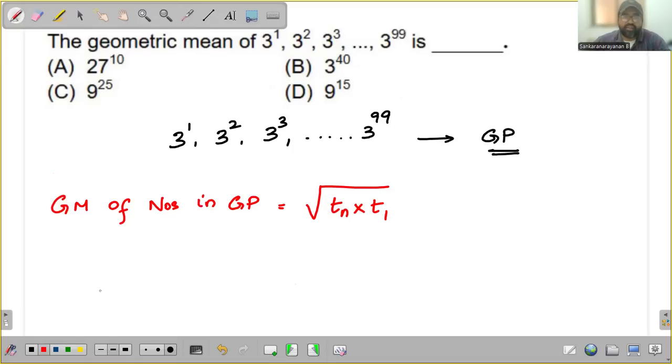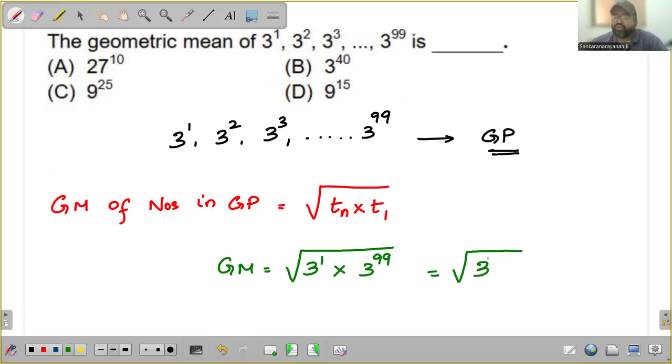And here, when I apply that result, the geometric mean will be nothing but the square root of 3 power 1, that is the first term, and 3 power 99, that is the last term. That is equal to the square root of 3 power 1 into 3 power 99, which is 3 power 100, and that is equal to 3 power 50. Square root of 3 power 100 is 3 power 50.